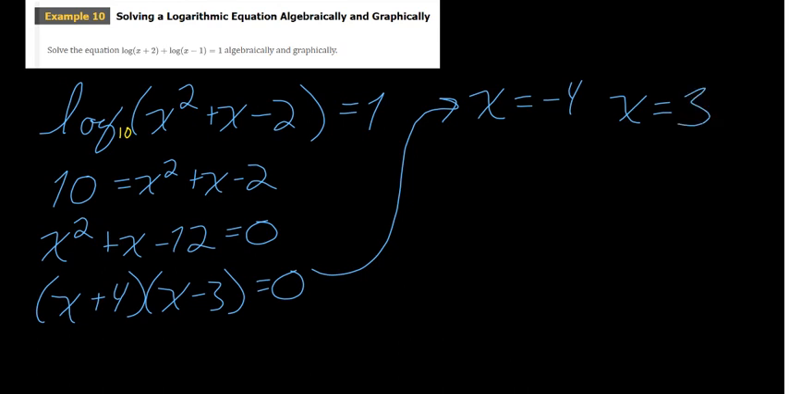Okay, we're not done though, because we're going to plug these in. So if I plug in a negative 4, well, negative 4 plus 2 is a negative 2. I can stop right there. I can't have a log of negative 2. So this tells me right away that negative 4 is not a solution. And then x equals 3. Well, 3 plus 2 is 5. 3 minus 1 is 2. So x equals 3 is okay.